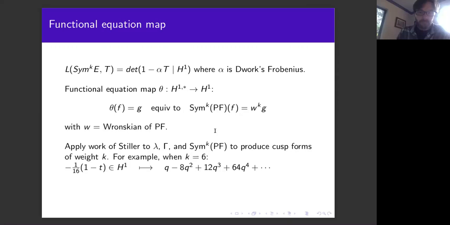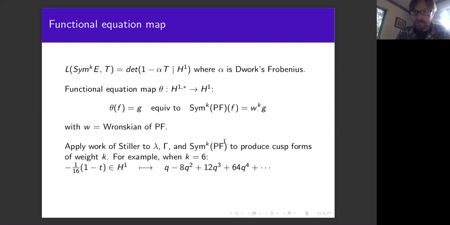So is Stiller's result a theorem or a conjecture? It's a theorem that you get the cusp form of that weight. So his result says that if you have this, what you said, that the deck transformation equals the monodromy, then you take the symmetric k-th power of this Picard-Fuchs differential equation, and you will get cusp forms of weight k out of it.